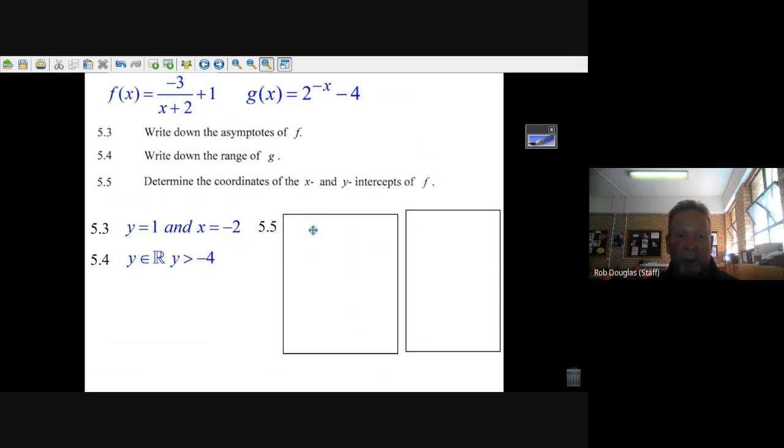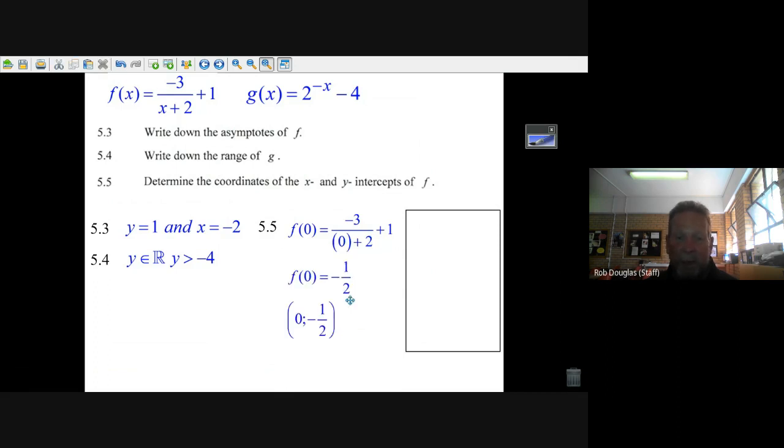Now let's try this one. What are the coordinates of the x- and y-intercepts of f? Well, the easiest one is the y-intercept. Just take 0 and put it in there. Well, minus 3 over 2, plus 1. My calculator tells me it's minus a half. So 0 and minus a half is the y-intercept.